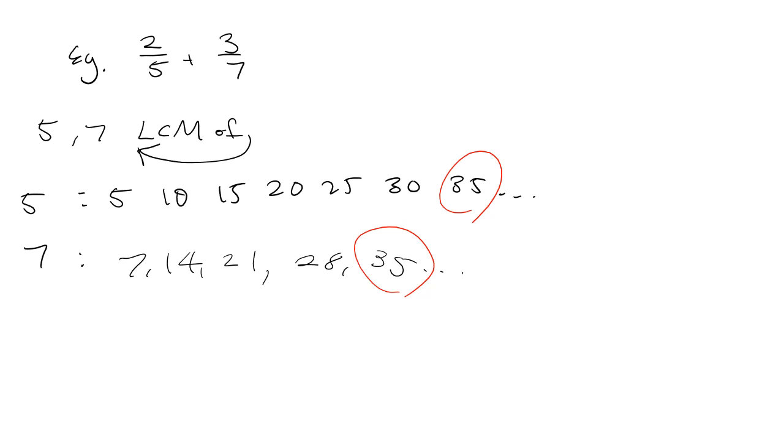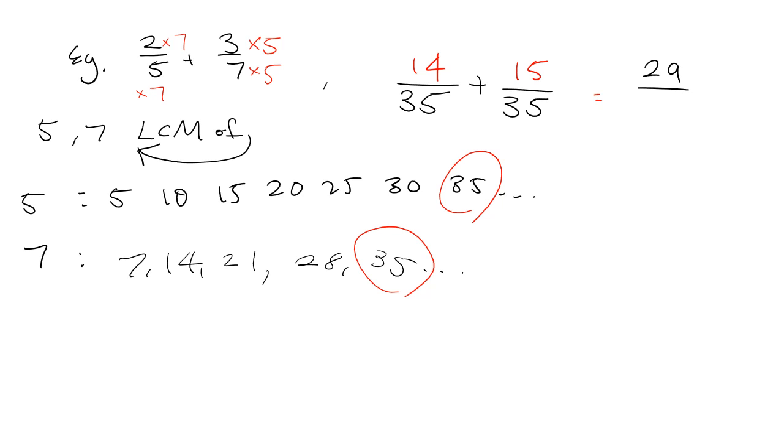So we change the fractions so they have a denominator of 35. Now we times 7 to 5 to get 35, so we times 7 to 2, so that will be 14. We times 5 to 7 to get 35, so we need to times 5 to 3, so that's 15. We add them. 14 plus 15 is 29, and the denominator is 35. Can we simplify that? No, we can't. So that is our final answer.